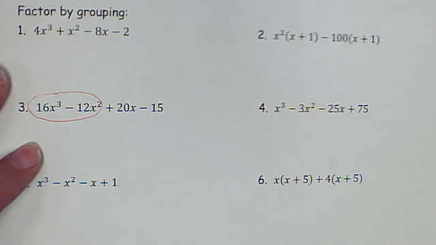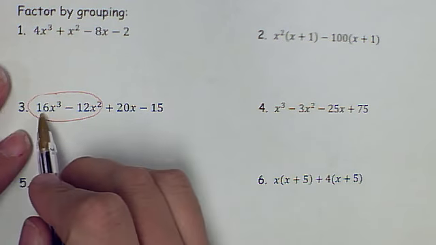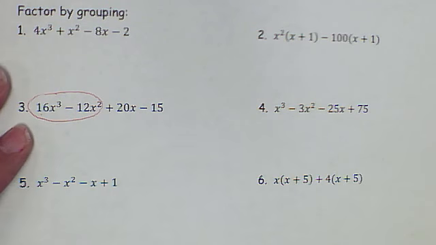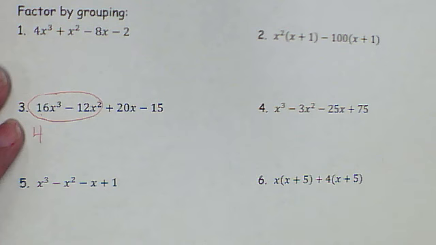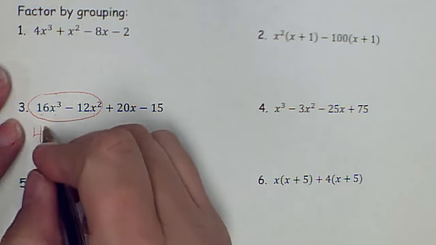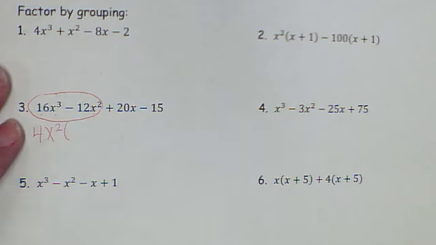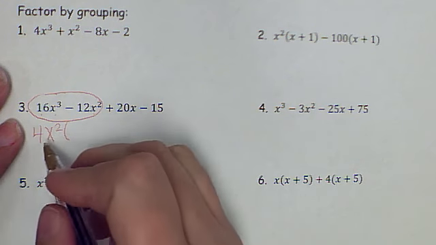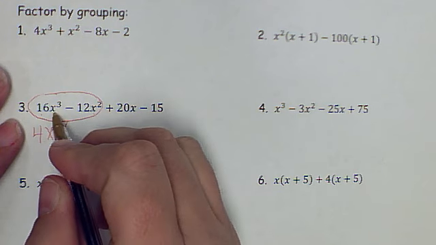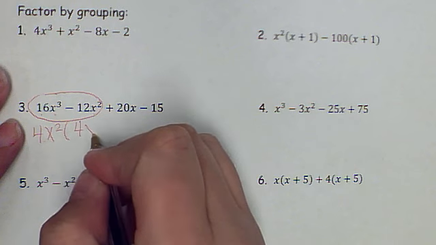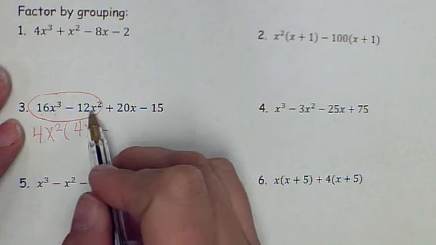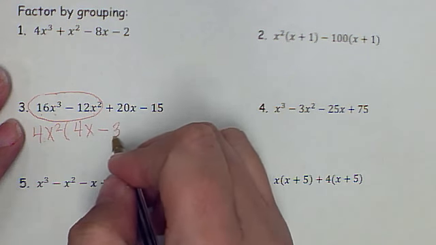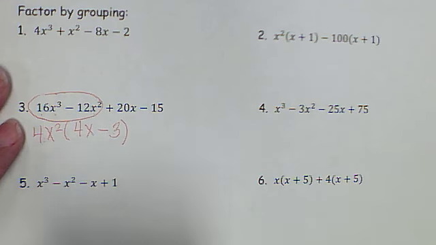That's where I start with factor by grouping. I look at the first 2 things, 16 and 12. What number goes into 16 and 12? 4 does. X cubed and x squared has x squared in common, so I'm pulling out 4x squared. Then 4x squared times what is 16x cubed? It has to be 4x. Minus 4x squared times what is 12x squared? It has to be 3. So I factor that first part using GCF.